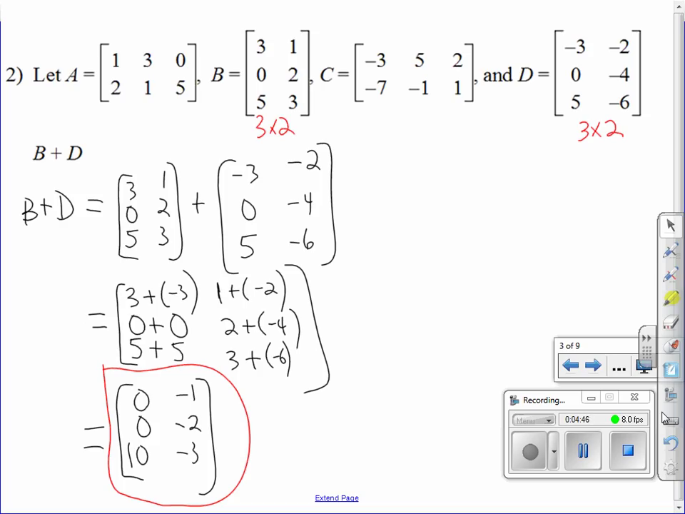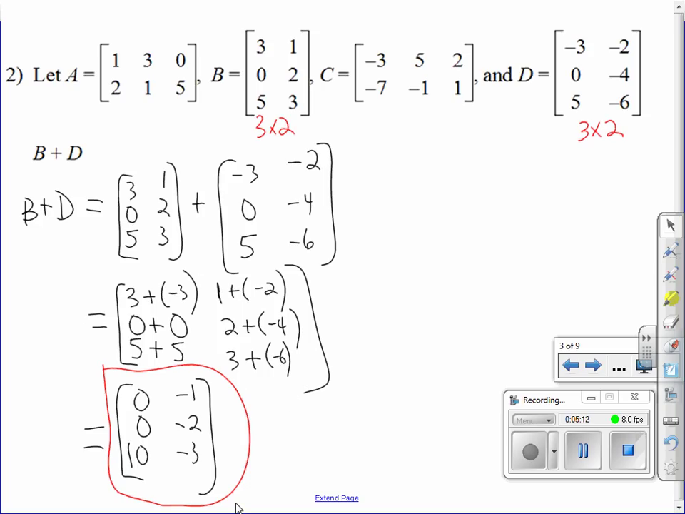When I add them together, I'm adding things that are in corresponding positions, corresponding elements. 3 plus negative 3, 0 plus 0, 5 plus 5. That comes from matching positions up. And then the same thing with the second column. 1 plus negative 2, 2 plus negative 4, 3 plus negative 3.